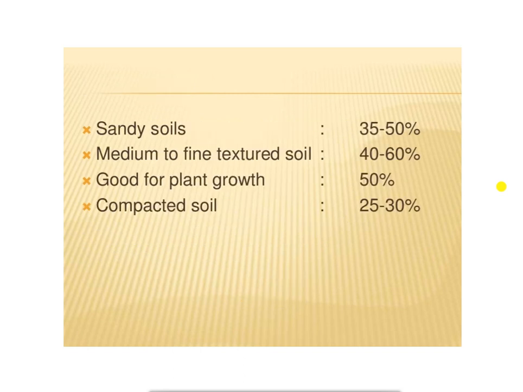Then the pore spaces or aeration percentage of different soils: sandy soils, 35 to 50%. Medium to fine textured soil, 40 to 60%. Good for plant growth, almost 50%. And compacted soil, which has soil air percentage of 25 to 30%.